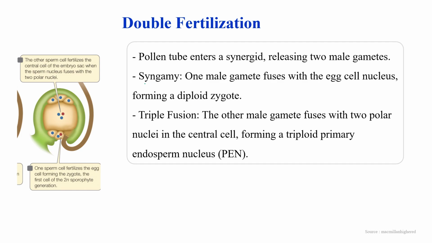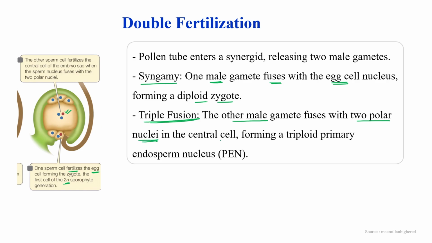Syngamy and triple fusion are two terms related to double fertilization. In the pollen tube, two male gametes are there. Syngamy means one male gamete is fused with the egg cell, forming a diploid zygote, 2N zygote. The other male gamete fuses with the two polar nuclei present in the central cell. This is the central cell.